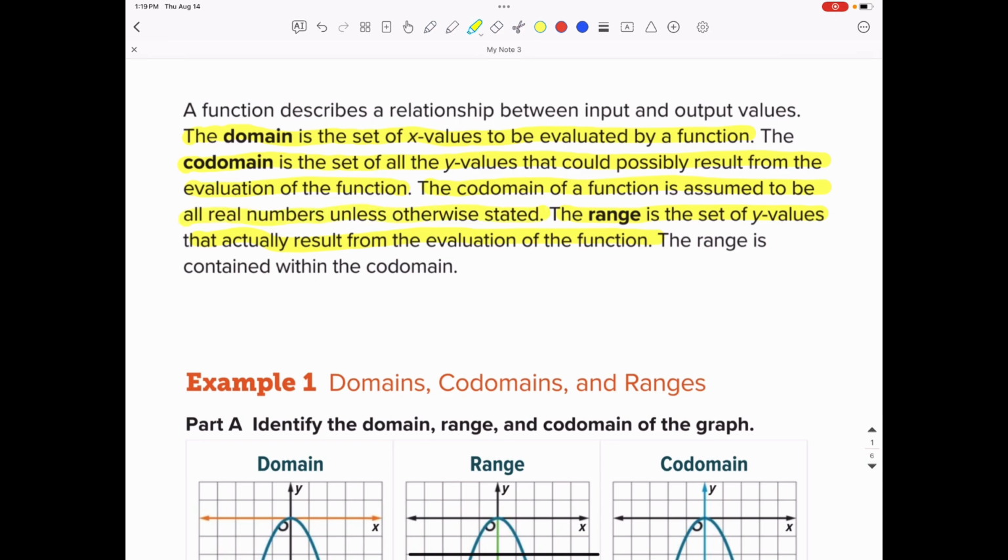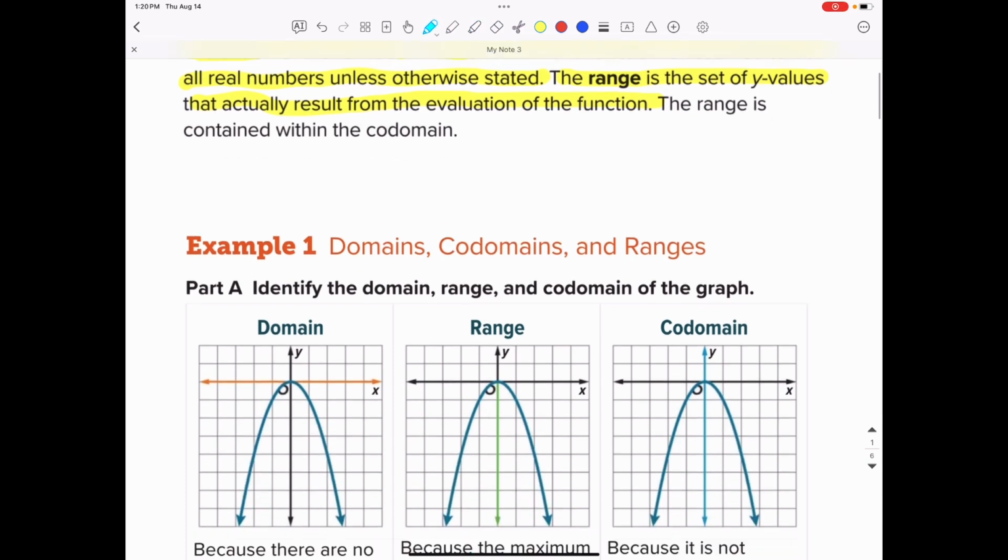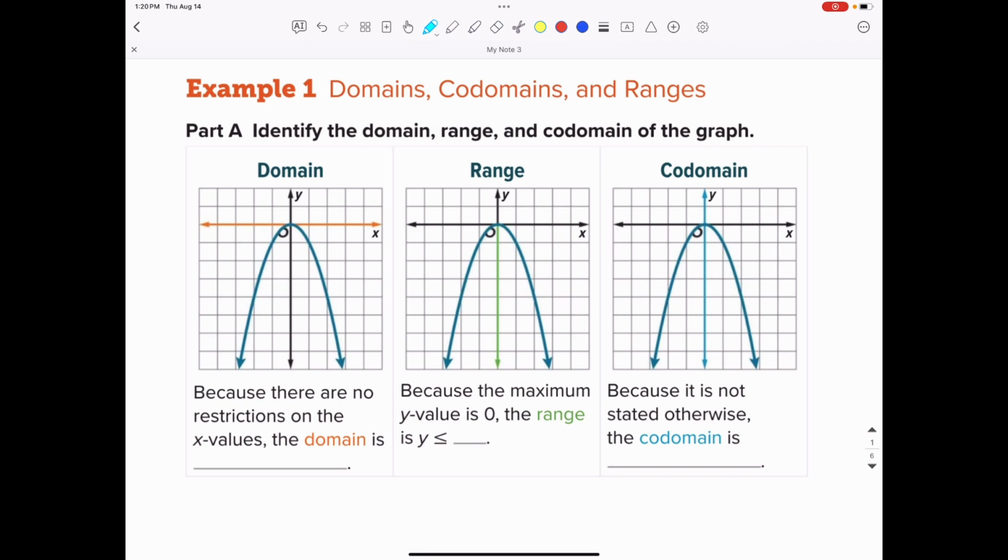So what we're going to spend some time on here is looking at domains, codomains, and ranges of some graphed functions. Part A says identify the domain, range, and codomain of the graph. So we look at all three of these graphs. They are all the exact same arch-shaped graph. The first one, we're trying to figure out what are the possible x values of this function. The x values you can see are highlighted there in orange as the x-axis.